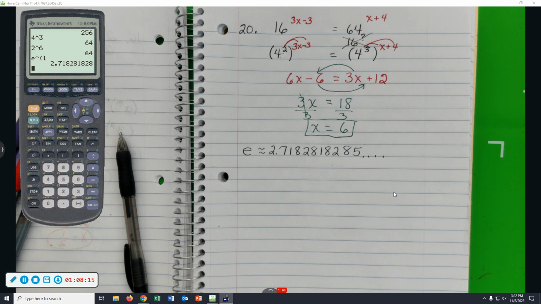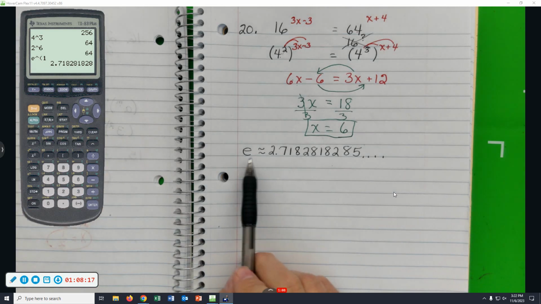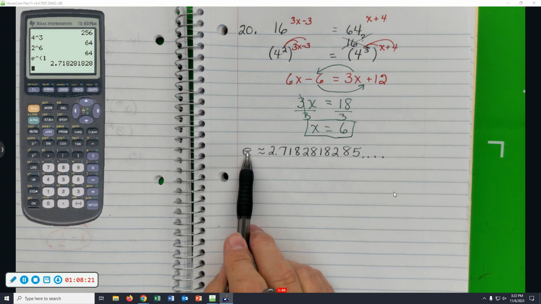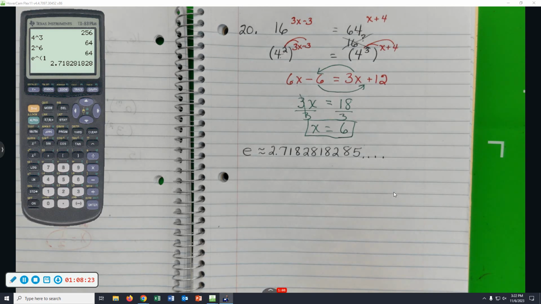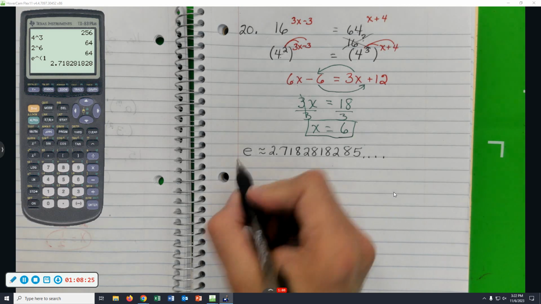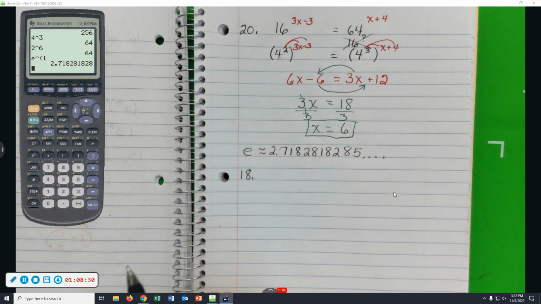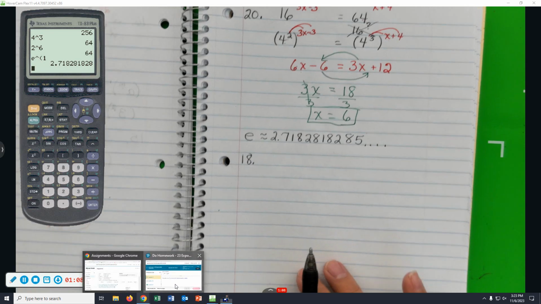So for our purposes, if you see an e in an equation, that's the common base. E is irrational. You're not going to write e as a power of anything other than e. So if you see an e used as a base on one side and you're trying to get a common base, then you better have an e on the other side. Number 18.